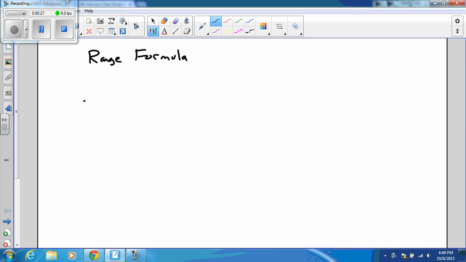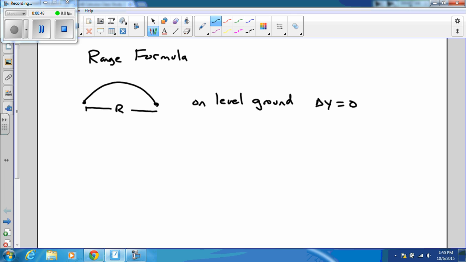Specifically, we're going to look at problems in which a projectile is launched on level ground. On level ground means that delta y is equal to 0. So the object goes up and it comes back to the same level that it started at. And what we'd like to do is compute the range given an initial velocity in polar form, v0 at an angle theta 0. So that's what we're going to do in this video.